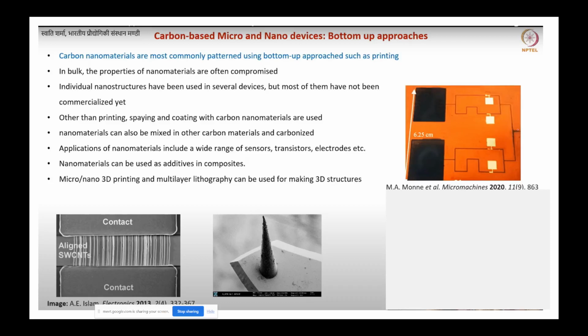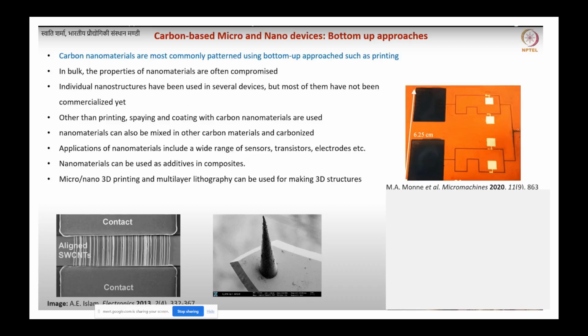Now, carbon-based micro and nano devices. Earlier we have seen the top-down approach, and now we have a bottom-up process. In top-down we go from the top to the bottom, and in bottom-up we go from the bottom to the top. Carbon nanomaterials are most commonly patterned using a bottom-up approach, such as printing.